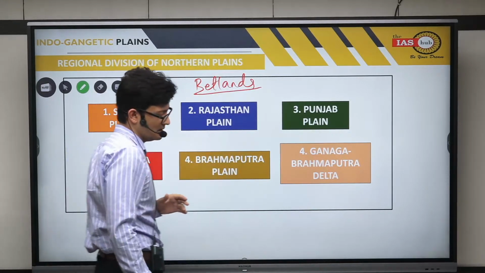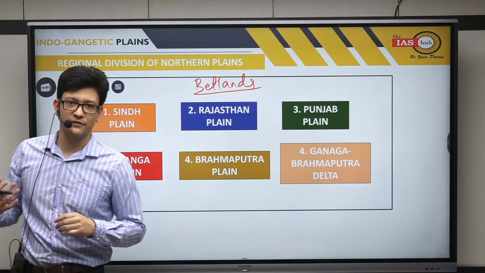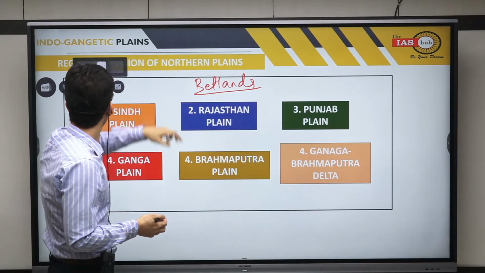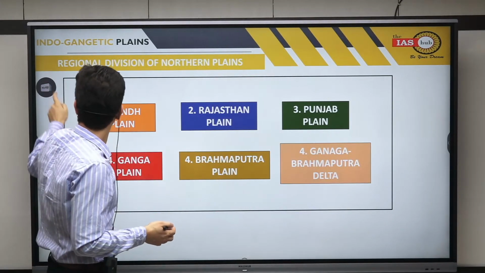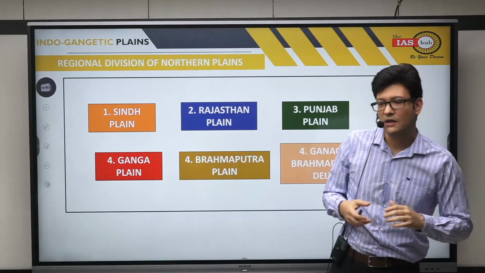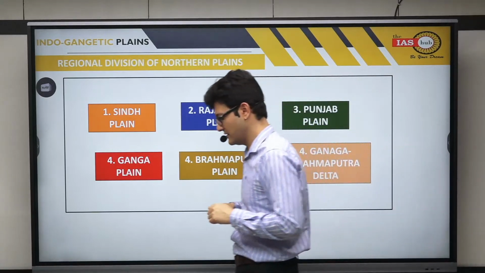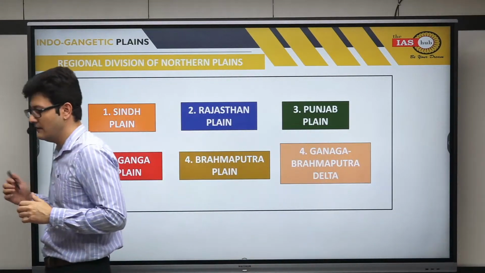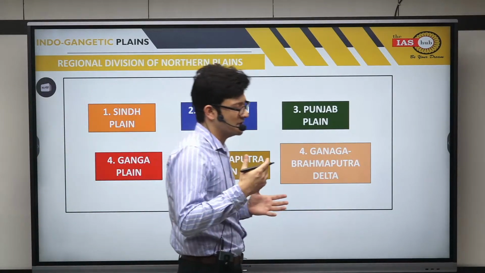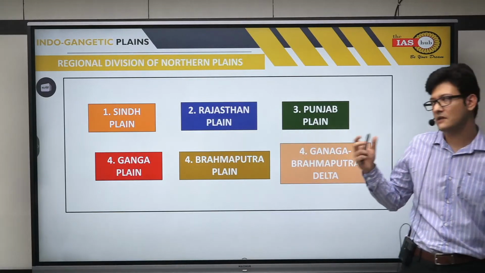This would be, what we can say, the local name of Khadar plains in the Punjab region. Now when we are done with the consolidation of the material, we are dividing these plains on regional divisions. The people have been living in these places, and accordingly they have developed some culture and some of their language, and on the basis of their particular region these plains are also divided.